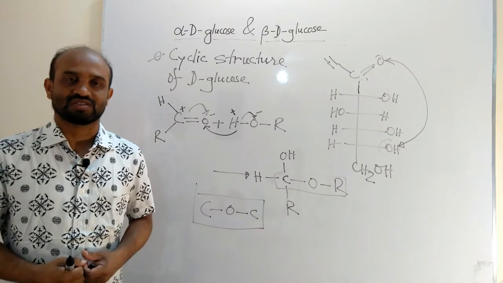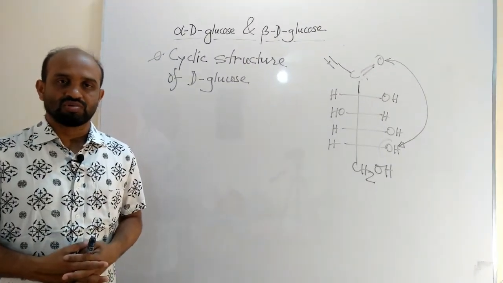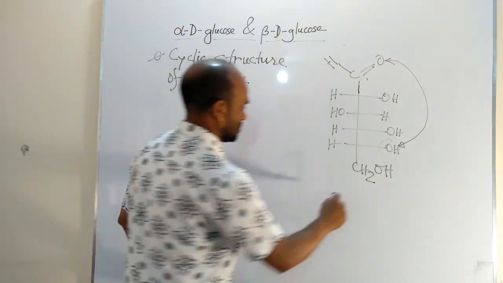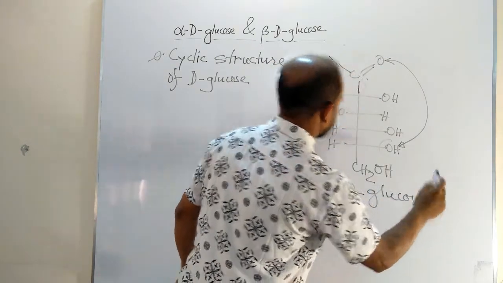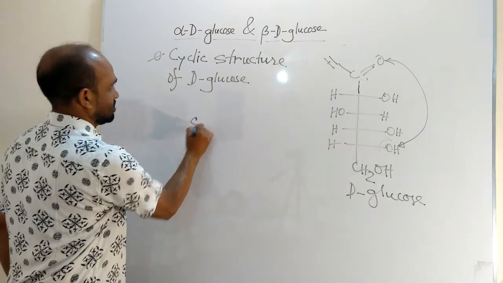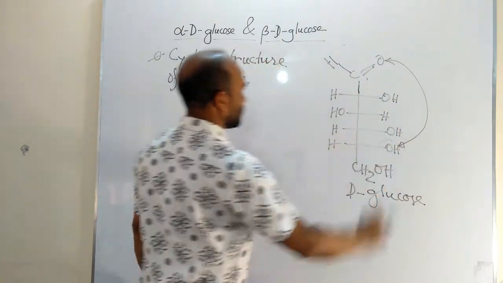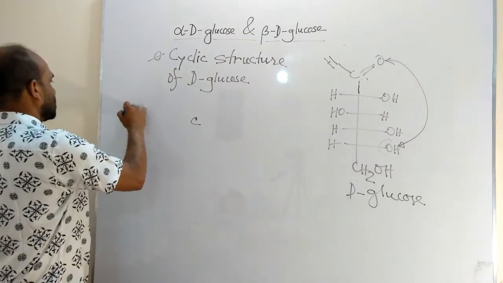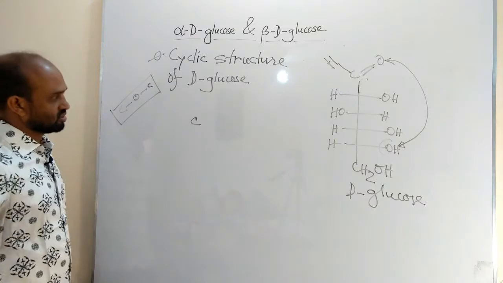Let's write the cyclic structure of D-glucose. My students, now I am trying to write the cyclic structure of D-glucose. Here the reaction between the carbonyl group and the hydroxyl group happens, and then we will get a new bond, carbon, oxygen and carbon. A new bond is formed.